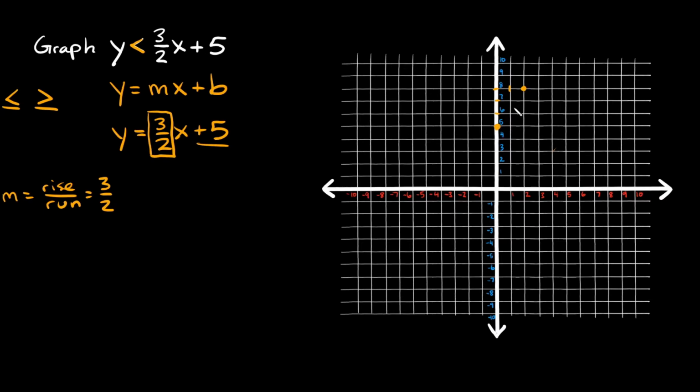And remember, in this example, it's going to be a dashed line because our inequality here is just a less than symbol. So here is our dashed line. Draw my arrow. Now this line that we just graphed is also called your boundary line.